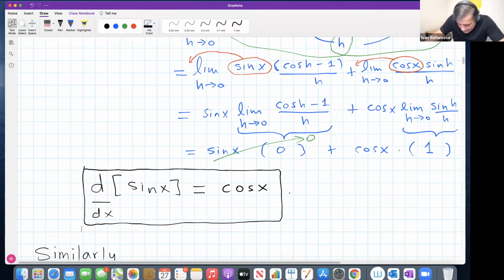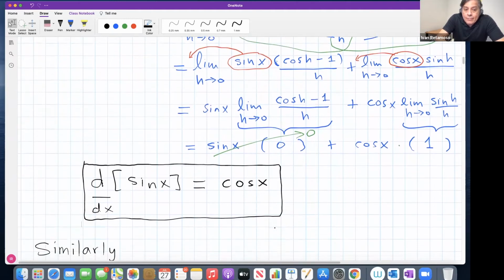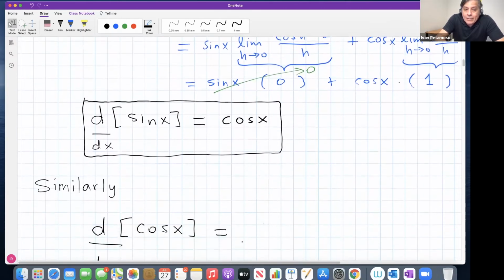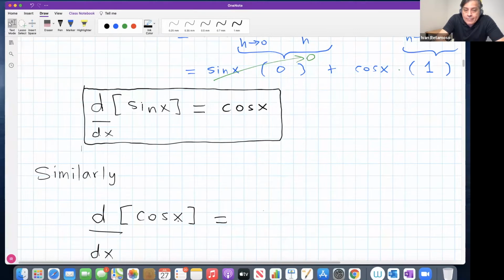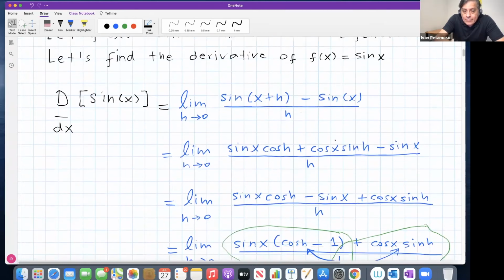All right, now, similarly, mathematicians figure out what the derivative of cosine of x is. I'm not going to do this mathematical proof again, because remember, guys, this course is more about how we apply these results, how we go over applications.